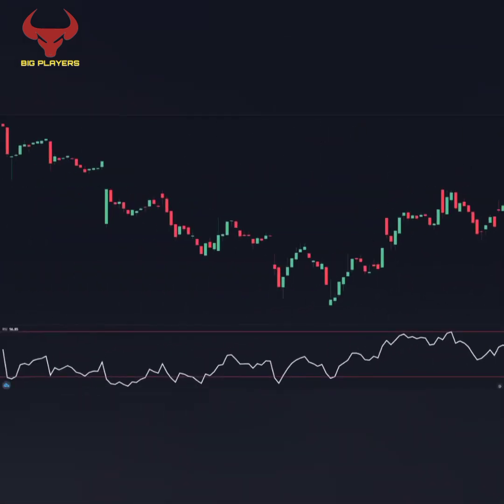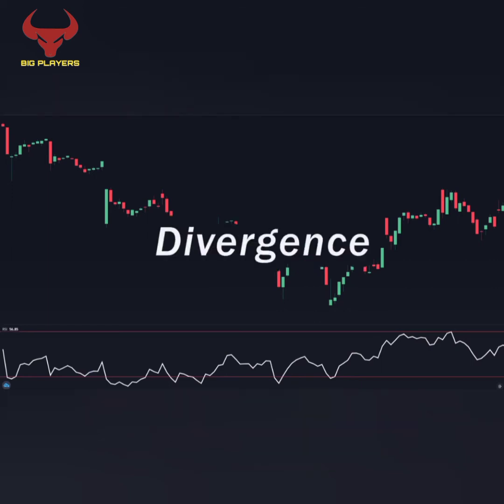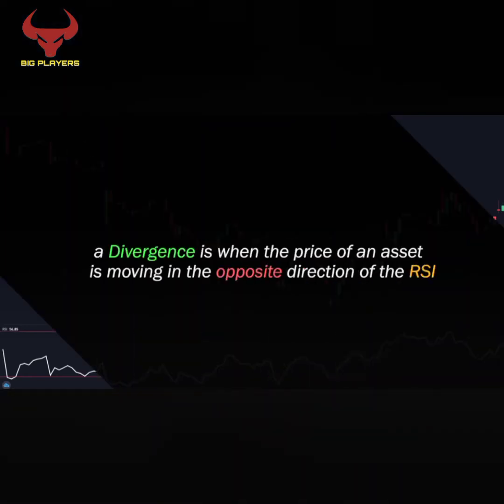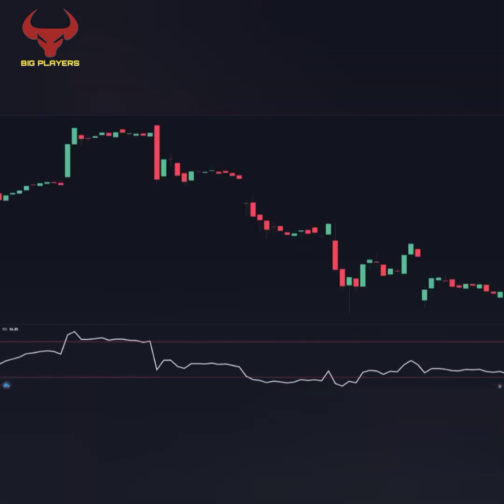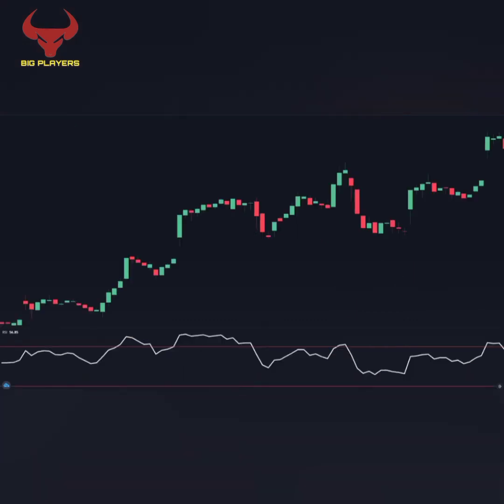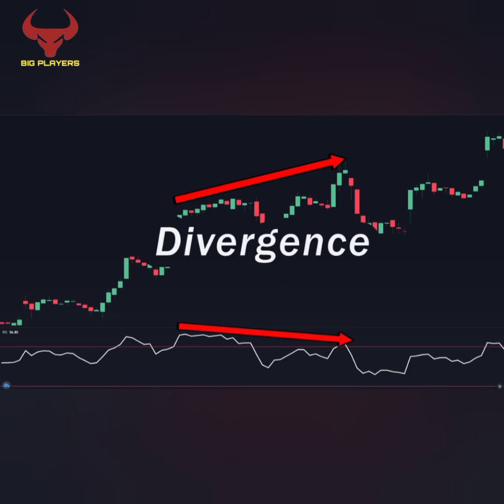Another way to utilize the RSI indicator is with divergences. A divergence is when the price of an asset is moving in the opposite direction of the RSI. For example, normally when the price of a stock is forming higher highs, the RSI will also form higher highs. And if it's forming lower lows, the RSI will also form lower lows. But there are times where the price is forming higher highs, but the RSI forms lower lows instead. So this is called a divergence.